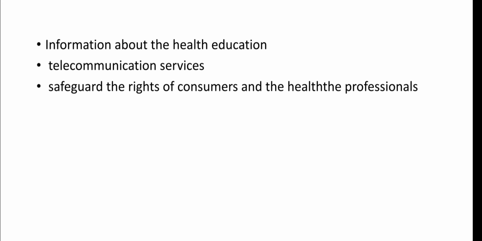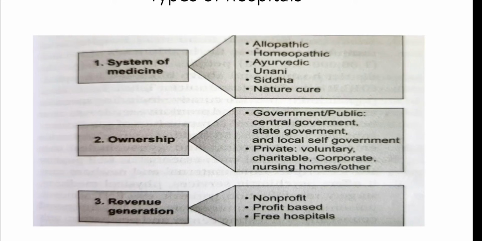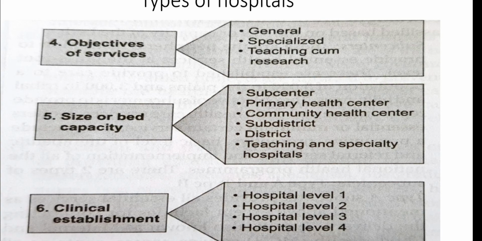I think it's clear. Then we can move on to the types of hospital. Types of hospitals are mainly divided under 6 headings.